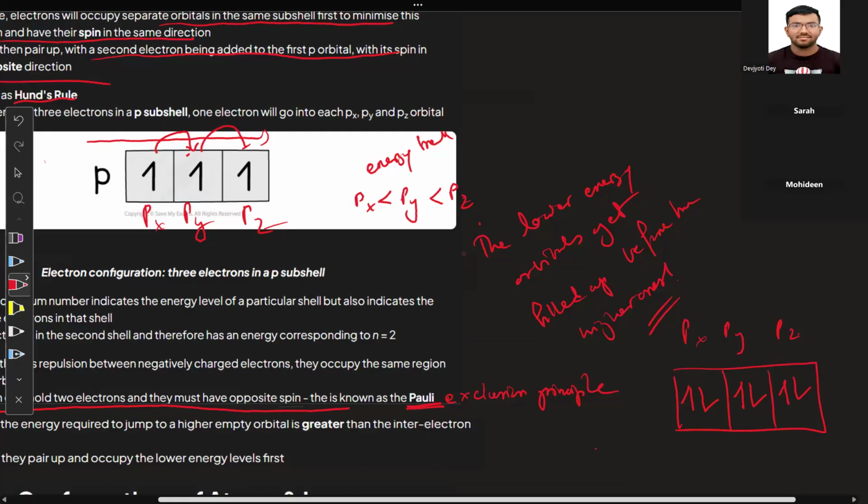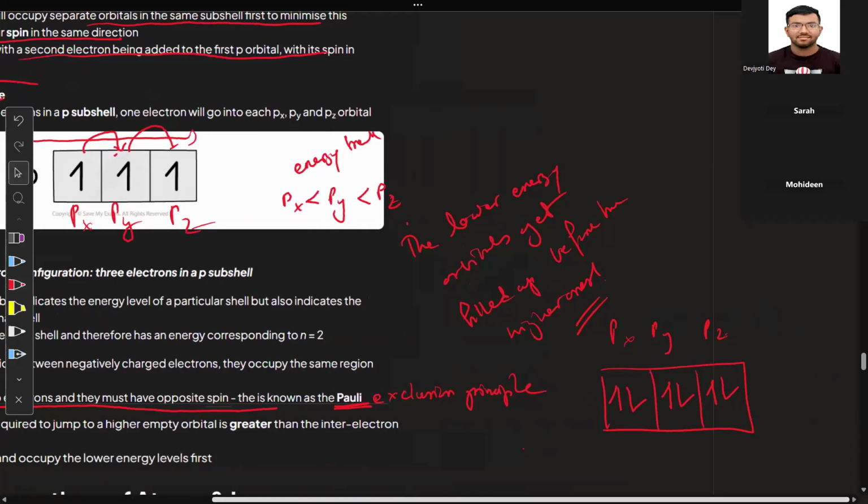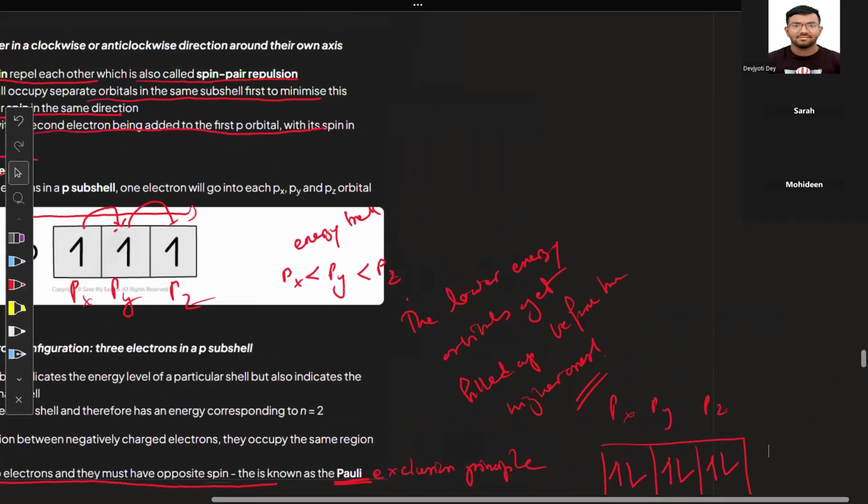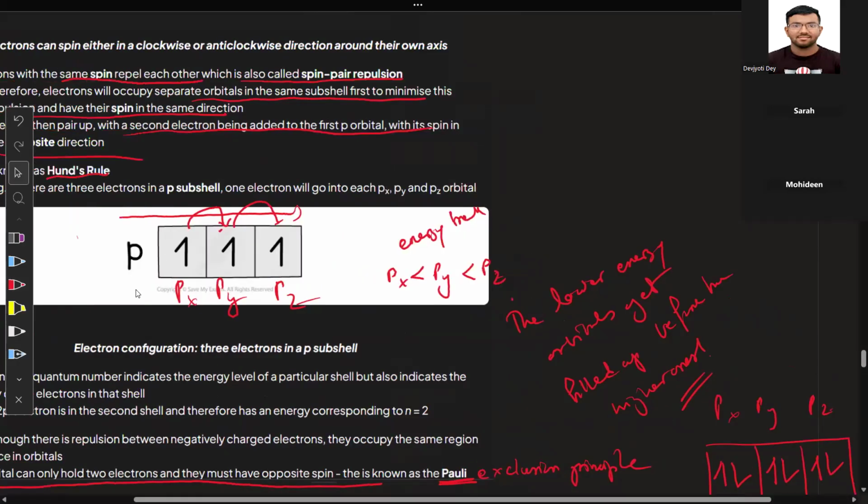Is this only for p orbitals? No, no, no. It is for every type of orbital. This is just an example. I have just used the p orbital as an example.